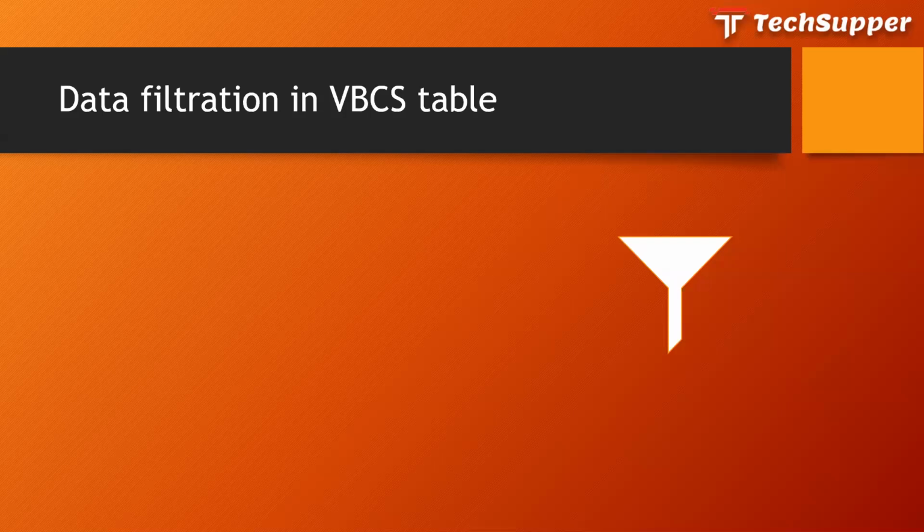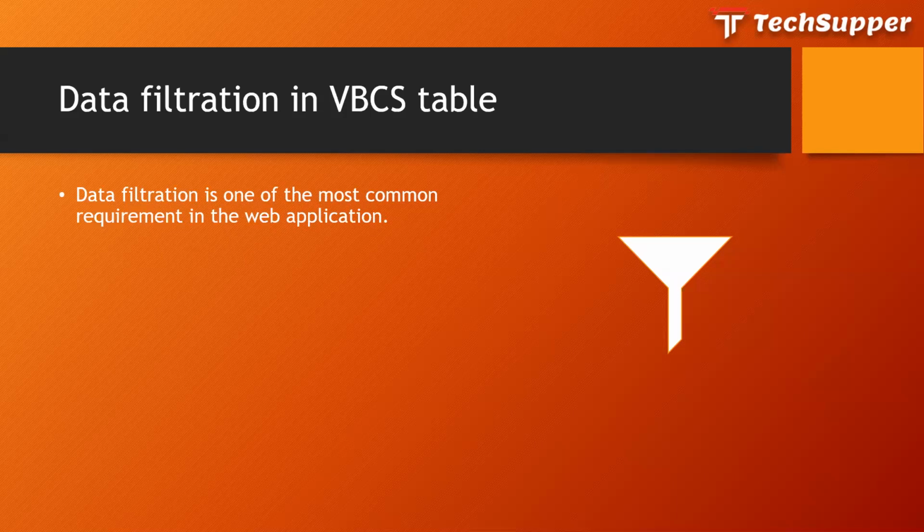So, data filtration in a VBCS table. Data filtration is one of the most common requirements in each and every web application. For example, if we have a web page with a table that can hold data of an employee, a manager, or a salary, any kind of table. The table can have a lot of data, and if you want to search for a particular employee or particular data from this table, we would require data filtration so that we can search for particular data as per requirement.